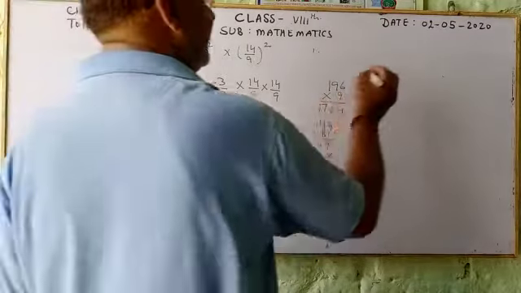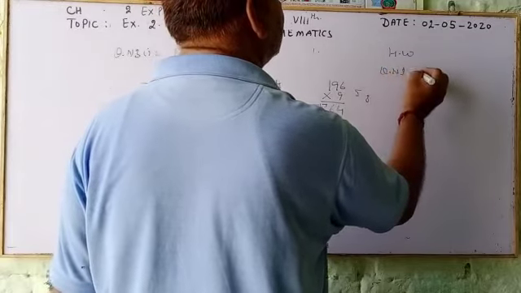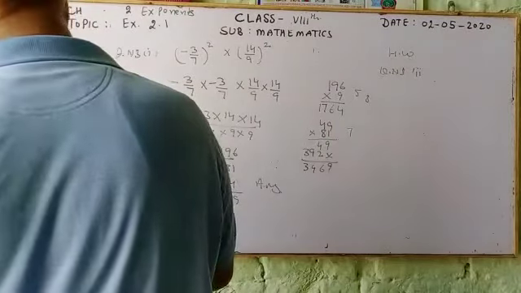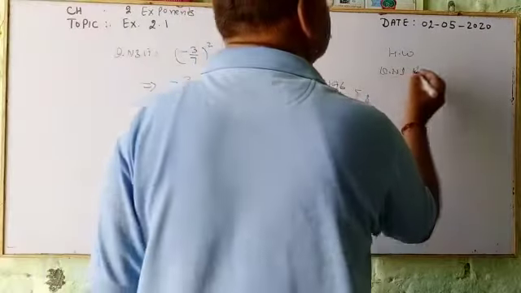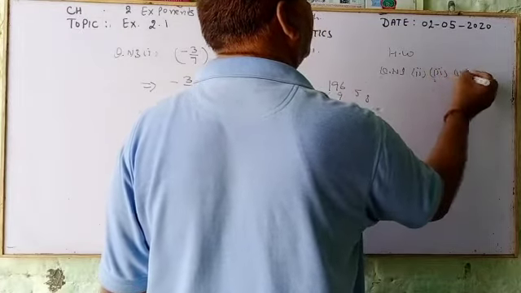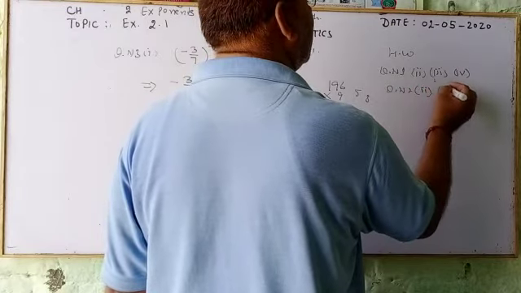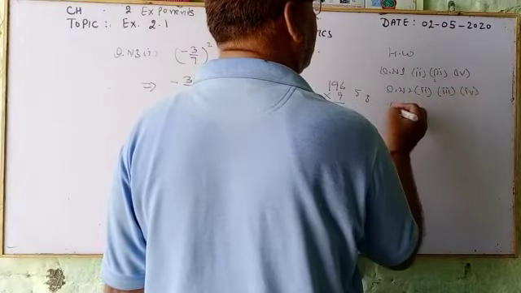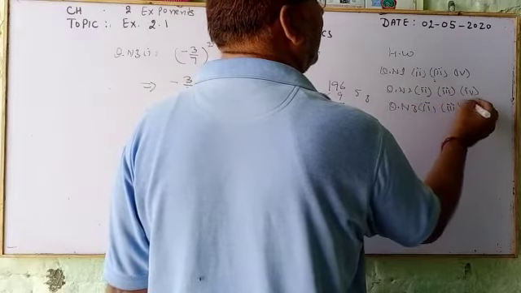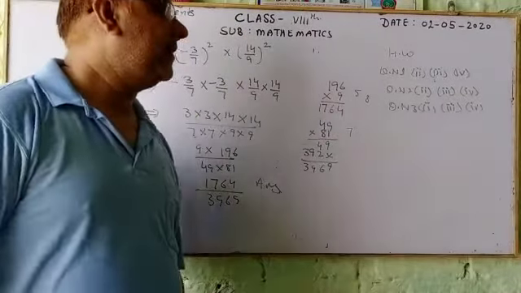At last we give some homework. Student, you try question number first, second part, third part and fourth part. Also question number 2, second part, third part and fourth part. Question number 3, second part, third part and fourth part. So try these 9 questions. If any problem, you contact me.